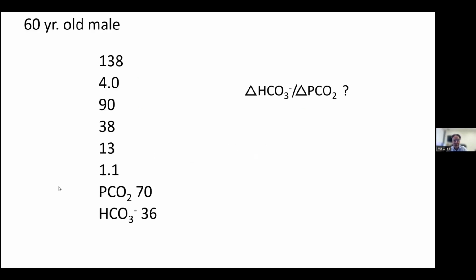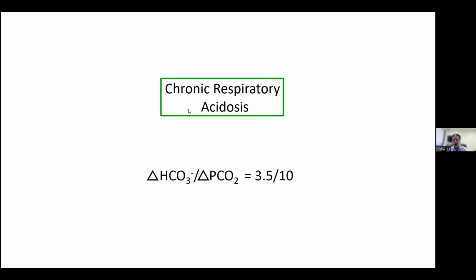Okay, here's a 60-year-old male with these numbers, the PCO2 70, bicarb 36, and we'll calculate the changes from normality, and it's roughly 30 to 11, or this kind of ratioing. And then again, we see this only in one acid-base disorder, chronic respiratory acidosis. And the most common reason would probably be chronic bronchitis.